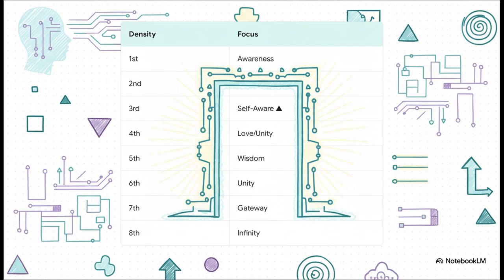It evolves through plants and animals in the second, and then up to the third density, the level of self-awareness and choice. And the manual points right here and says, "You are here." The journey continues up through love, wisdom, and unity, ending at a gateway to infinity. It's a complete roadmap for spiritual evolution.